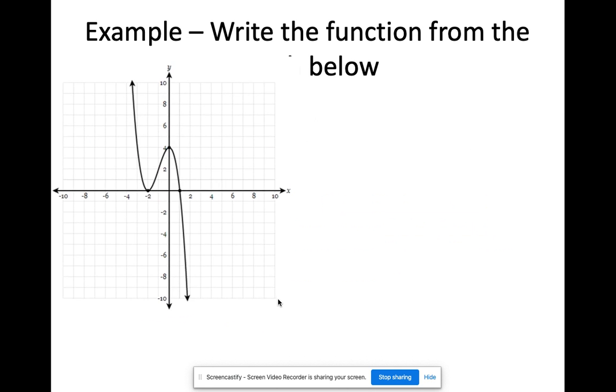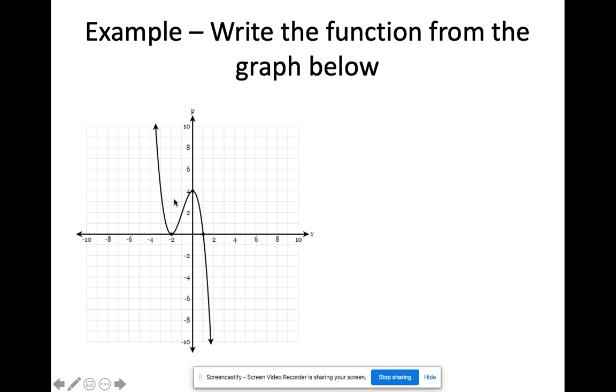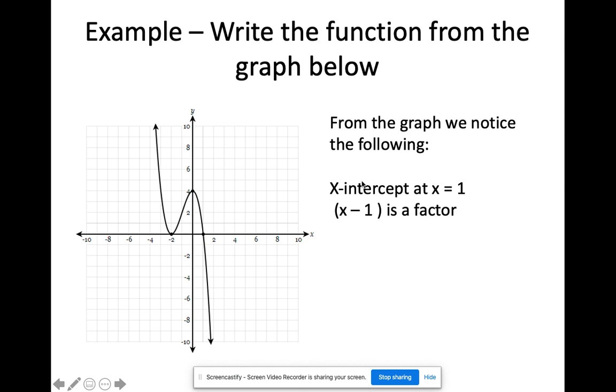So let's have an example below. So this is the graph. We'll determine what the equation of the graph is, okay? What do you notice from the following? Now we notice that the graph intersects the x-axis at points, one at 2 and -2 and one at 1, okay? So since it's an x-intercept at x equals 1, therefore x minus 1 is a factor. However, it also intersects at 2, okay?